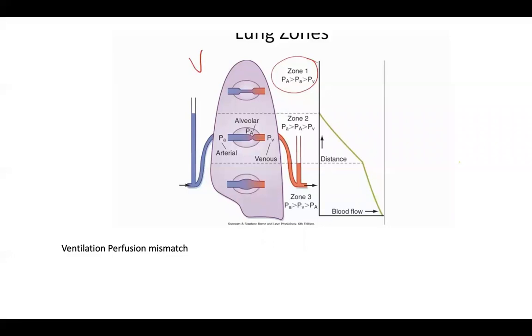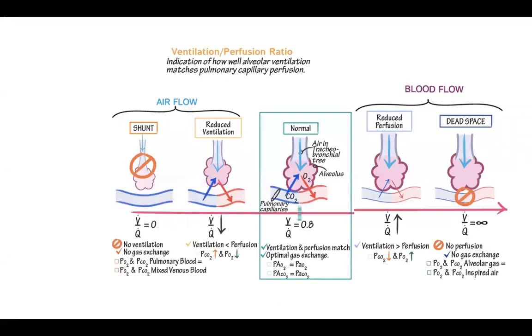This is to understand the ventilation perfusion mismatch better. The ventilation perfusion ratio is another parameter to know the function of the lung. Here we see that when there is no ventilation, there is no gas exchange. So there is shunting when there is no ventilation, even though there is blood flow.